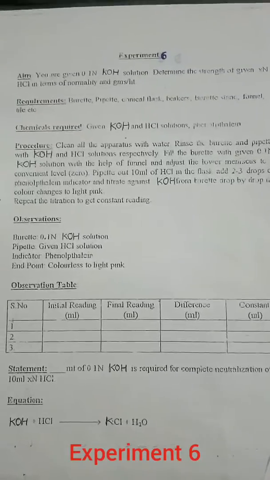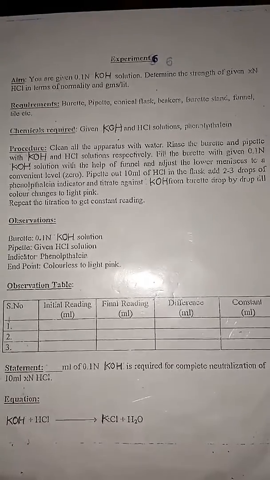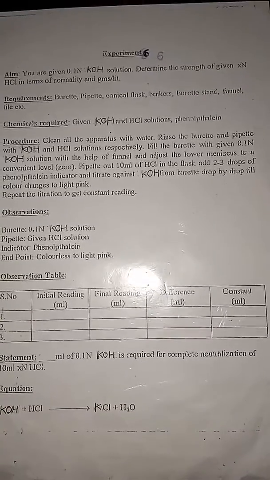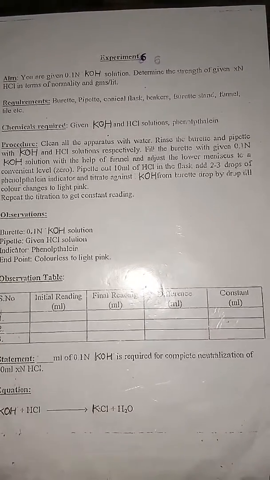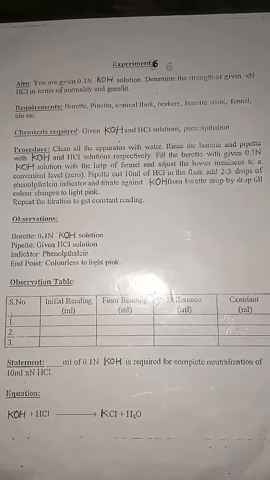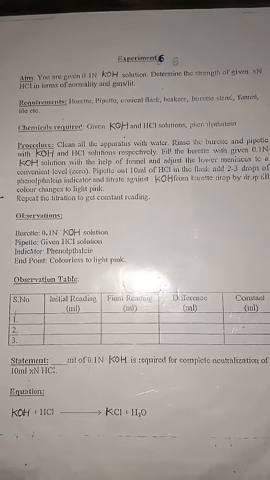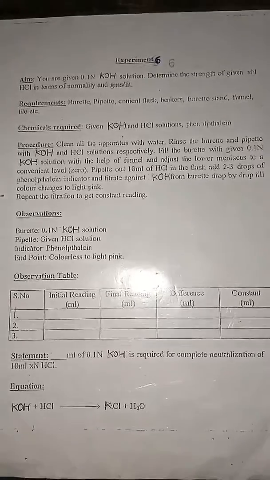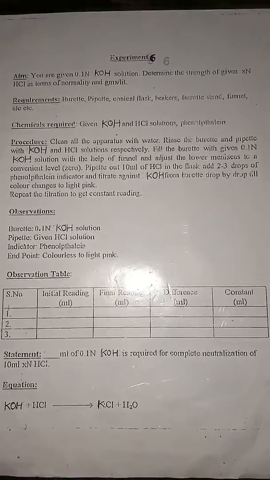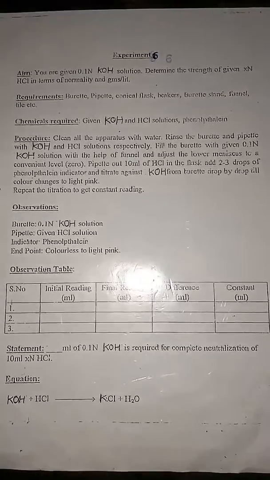Hello students, today we are going to perform experiment number 6 and the aim of the experiment is: you are given 0.1 normal KOH solution. Determine the strength of given X normal HCl in terms of normality and grams per liter. So again you have a simple acid base titration. In that, KOH is the base, known as potassium hydroxide, and HCl is the acid, hydrochloric acid.